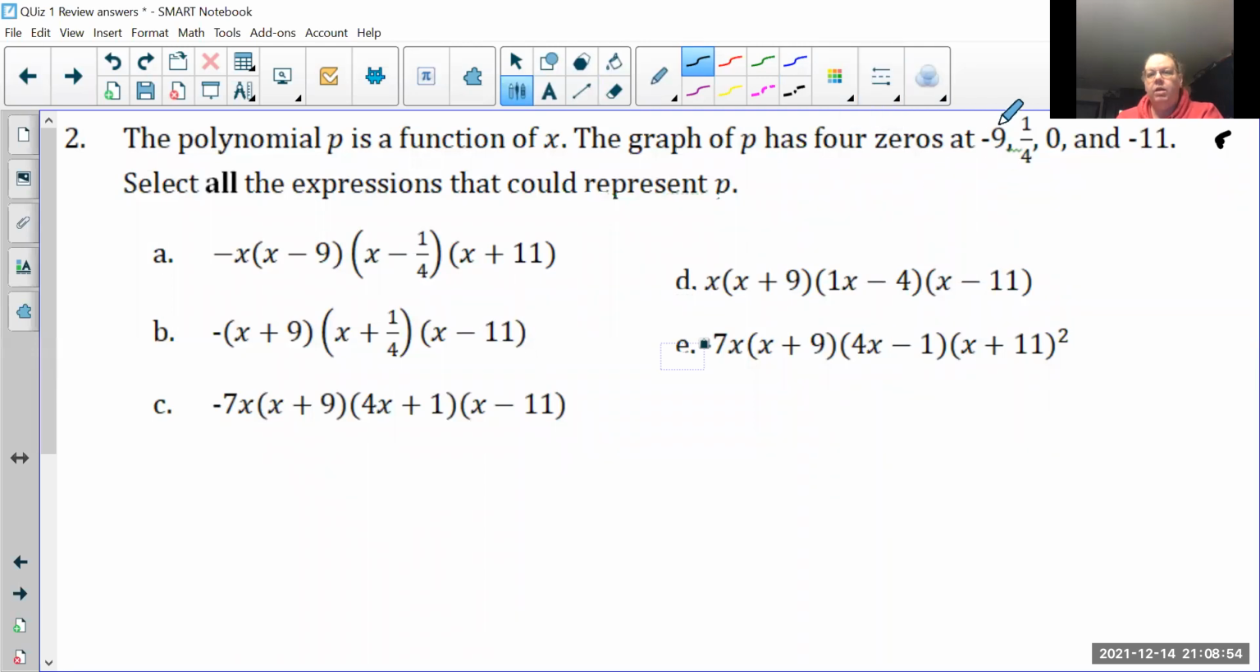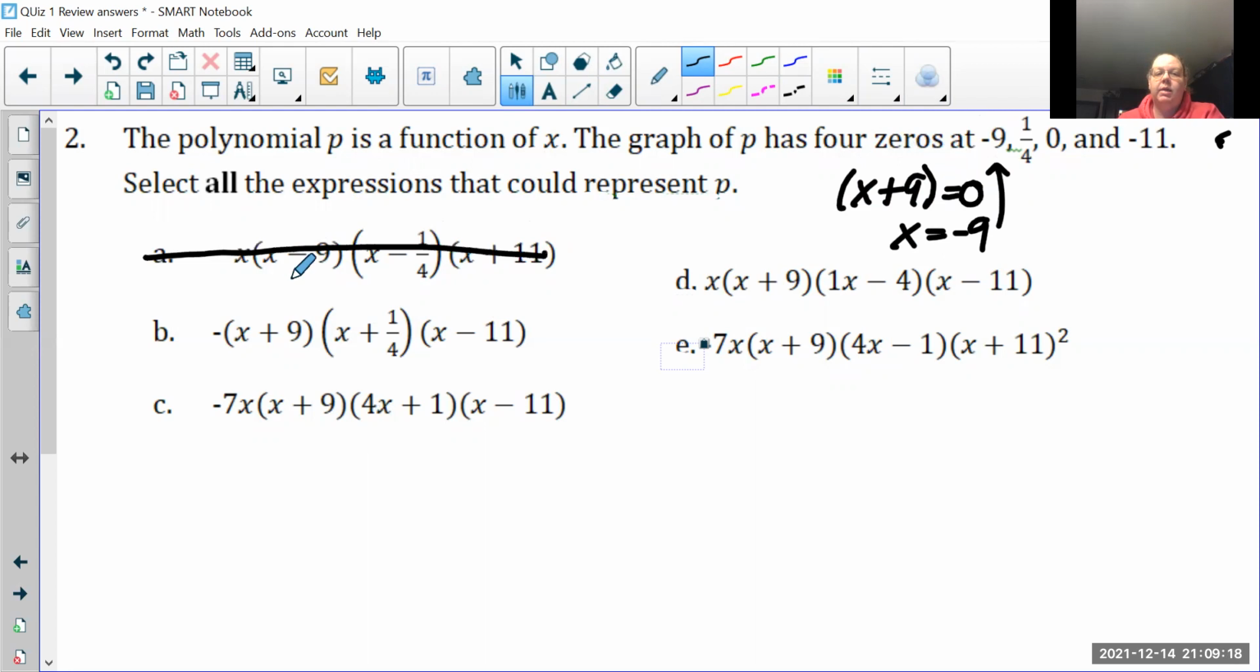So one way that we could do it is that if we have -9 as one of our zeros, that means that we must have had x plus 9 as one of our linear terms down here. That's because when I set x plus 9 equal to 0, I would get x equals -9 when I solve that, which is why this is -9. So I know that I have to have x plus 9. So that means I can eliminate this one because it says x minus 9. This has x plus 9, this has x plus 9, this has x plus 9, this has x plus 9. So those four are still in the running.